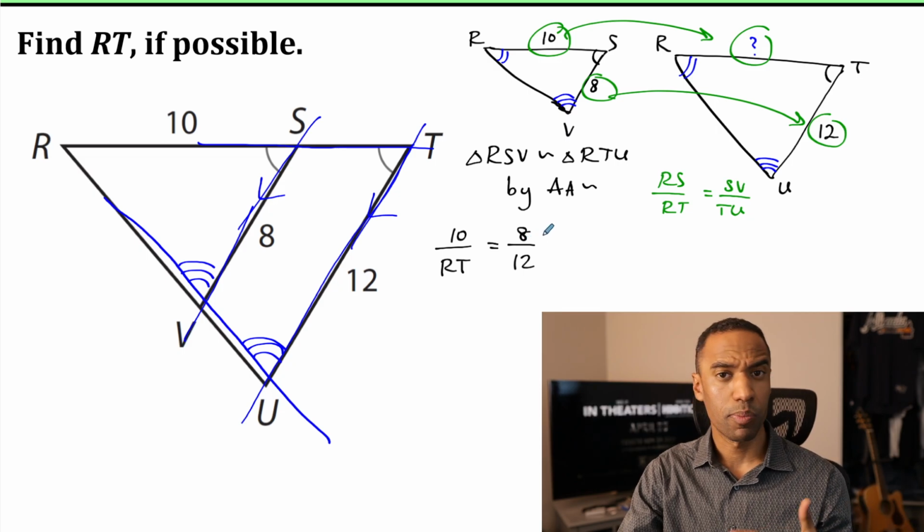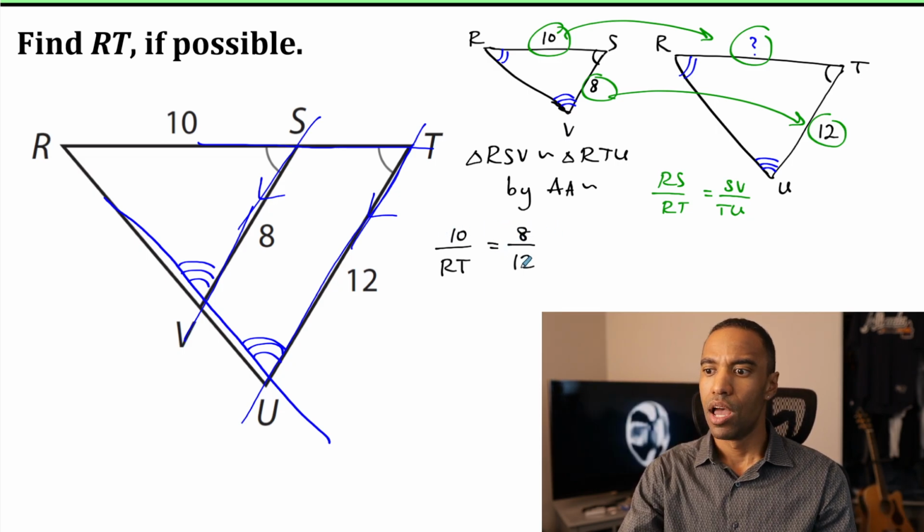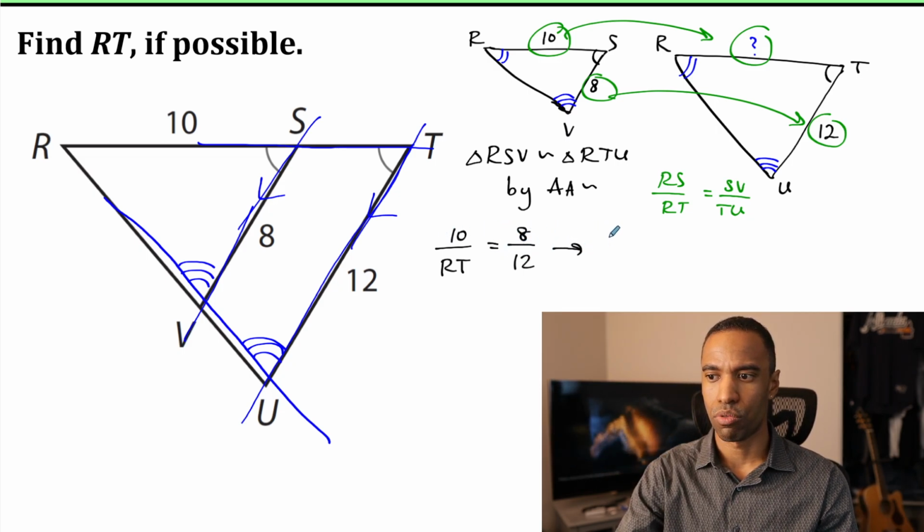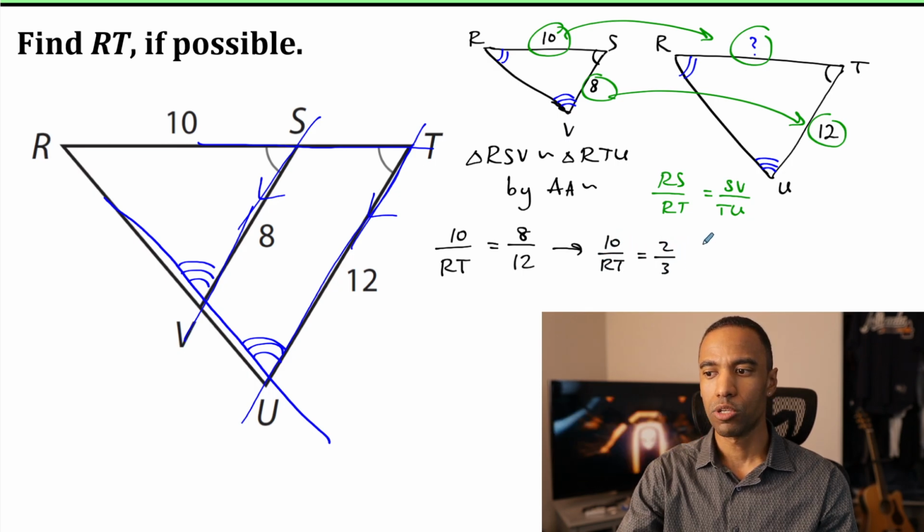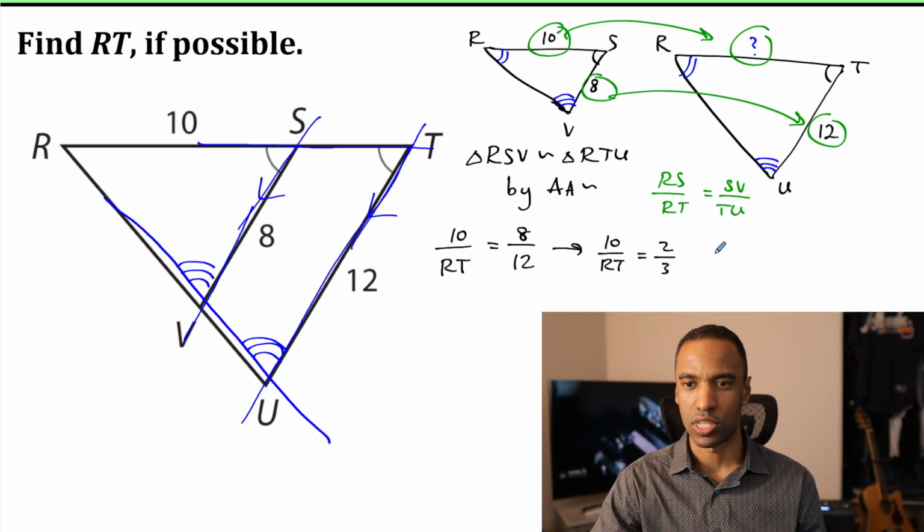Okay, before I do any cross multiplication, just to save time here, 8/12 reduces once again to 2/3, like that last one. So 10 over RT equals 2/3. Cross multiplication wouldn't be a bad thing here. Maybe I'll just set it up right now.